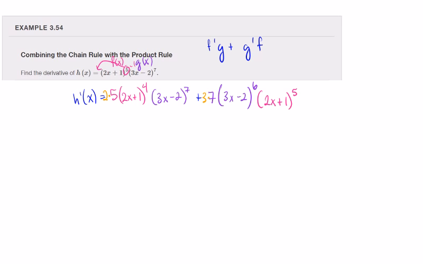All right, and that's basically it. So we could expand this. There's not a whole lot of use in that. Like it's going to be pretty tedious. So this is fine to leave it like this. If you want to just simplify these, you could make this 10, make this 21. But yeah, it's fine to just leave it like it is here. Okay, so you can just leave that, and that's our final answer. So we use a product rule in conjunction with the chain rule here.